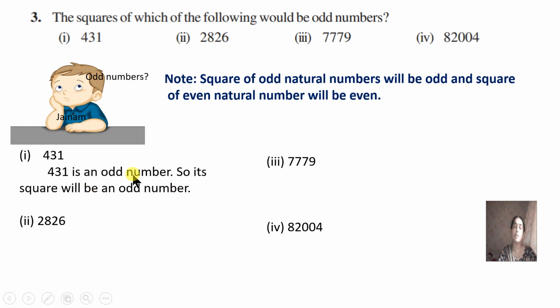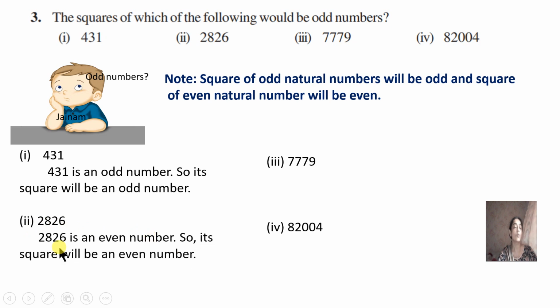This is the pattern you will follow everywhere. See, all these things you learn. When you follow a pattern, it becomes easy to remember and less chances of making mistakes. So, here, 2826. So, Jainam, what is it? An odd number or an even number? Here, the number ends with 6. 6 is an even number. So, this number is an even number, so its square will also be an even number. So, 2826 is an even number, so its square will be an even number.